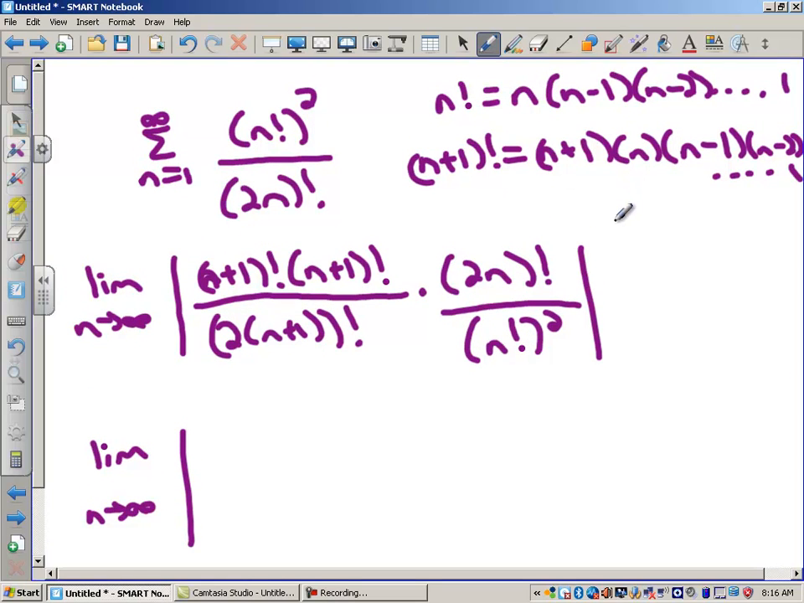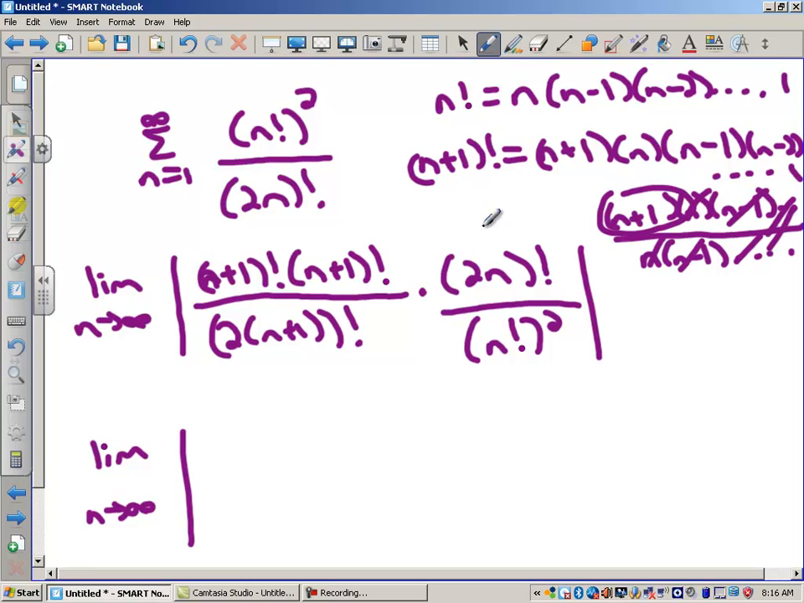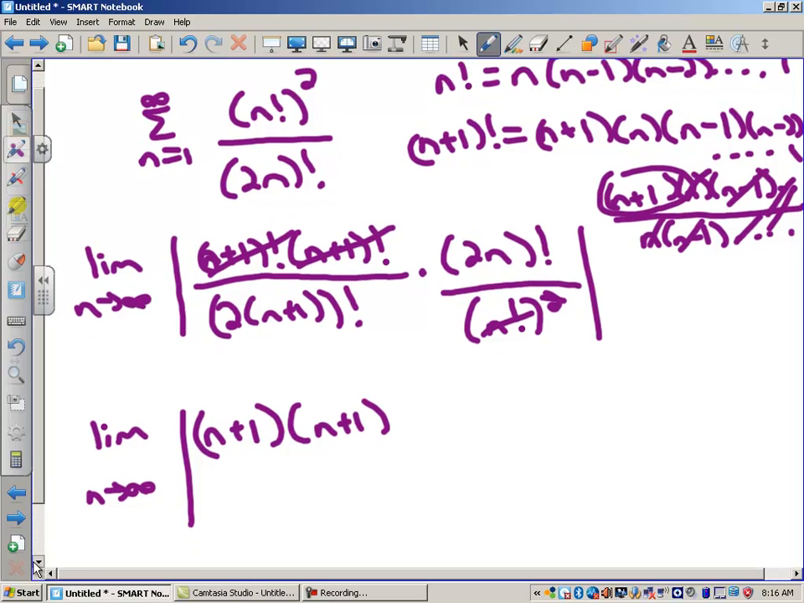Take a look at this again. If you write out n plus 1 factorial, you're going to get n plus 1 times n times n minus 1 dot dot dot. And if you divide that by n factorial, that's n times n minus 1 times dot dot dot. Those cancel, everything's going to cancel except for the n plus 1. So n plus 1 factorial divided by one of these n factorials is n plus 1. I'm going to do the same thing for the other one. N plus 1 factorial divided by n factorial is just n plus 1. So I've taken care of those. Now what about the 2 times n plus 1 factorial? Let's take a look at that before we decide what that is.